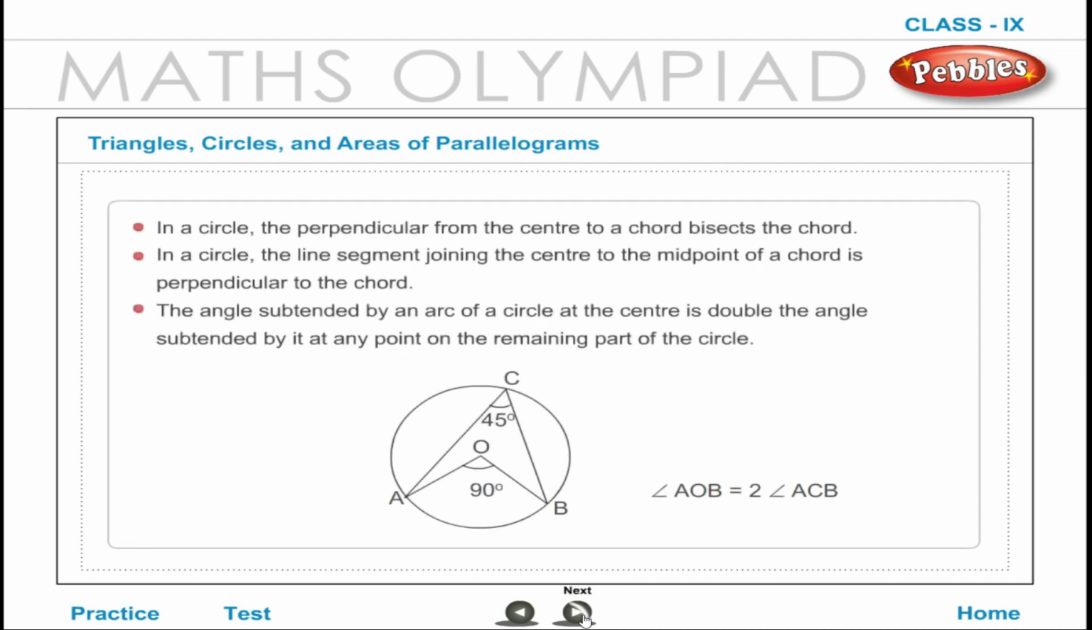In a circle, the perpendicular from the center to a chord bisects the chord. In a circle, the line segment joining the center to the midpoint of a chord is perpendicular to the chord. The angle subtended by an arc of a circle at the center is double the angle subtended by it at any point on the remaining part of the circle. Angle AOB is equal to twice angle ACB.